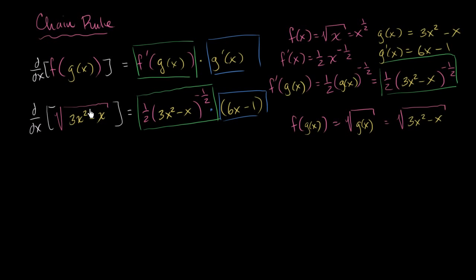So just to review, it's the derivative of the outer function with respect to the inner. So instead of having 1/2 x to the negative 1/2, it's 1/2 g of x to the negative 1/2 times the derivative of the inner function with respect to x, the derivative of g with respect to x, which is right over there.